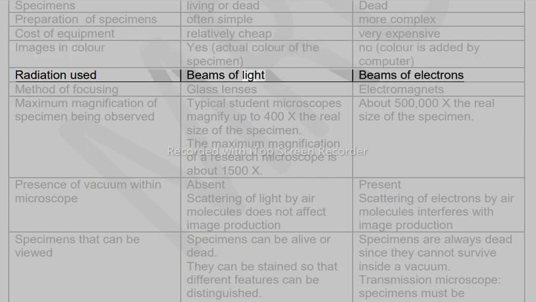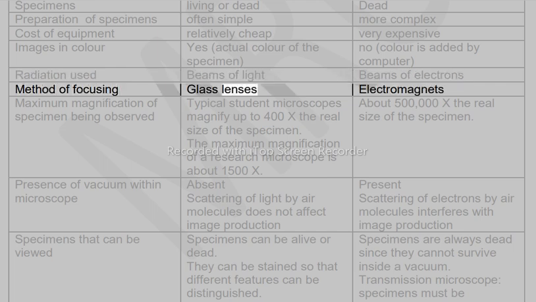Radiation used: beams of light; beams of electrons. Method of focusing: glass lenses; electromagnets. Maximum magnification of the specimen being observed: typical student microscopes magnify up to 400x the real size of the specimen. The maximum magnification of a research microscope is about 1500x. The electron microscope magnifies about 500,000x the real size of the specimen.